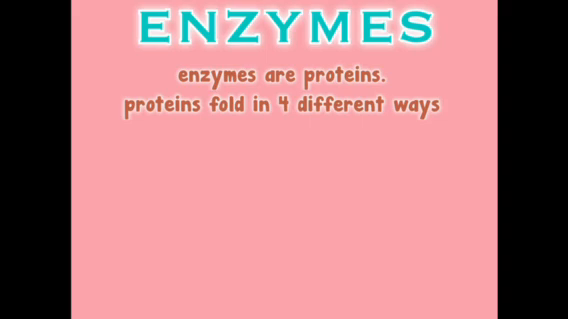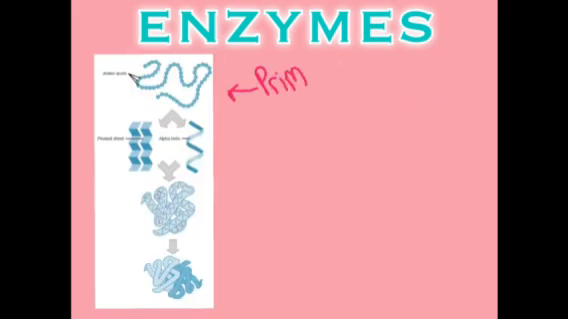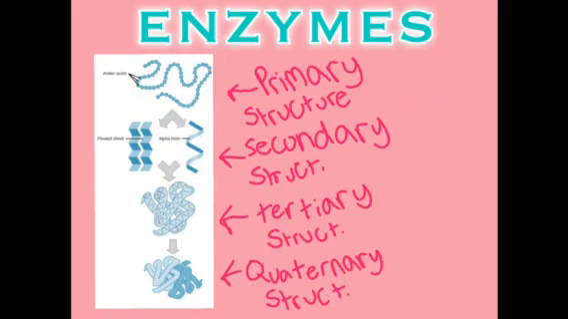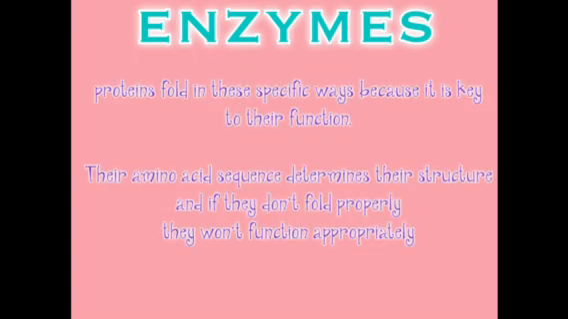Enzymes. Enzymes are proteins. Proteins fold in 4 different ways. Here's a diagram of primary, secondary, tertiary, and quaternary structures. Proteins fold in these ways because it is key to their function. Their amino acid sequence determines their structure, and if they don't fold properly, they won't function appropriately.